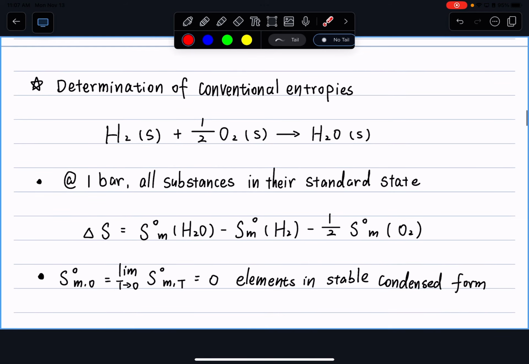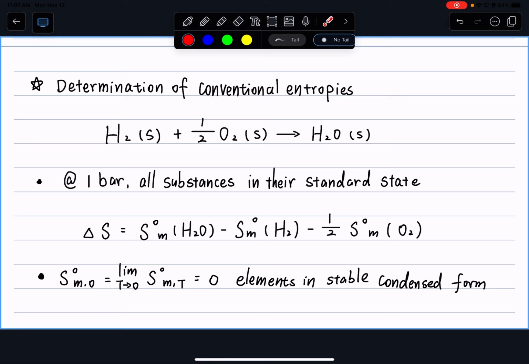So imagine we have a random reaction, which is a formation reaction from its elemental form. In this case, you can imagine this to be any formation reaction from its elemental form. I'm just using water from H2 and O2 as an example. All right, so we're talking about things in their condensed form. So we're talking about solid H2 and solid O2 going to formation of solid H2O.